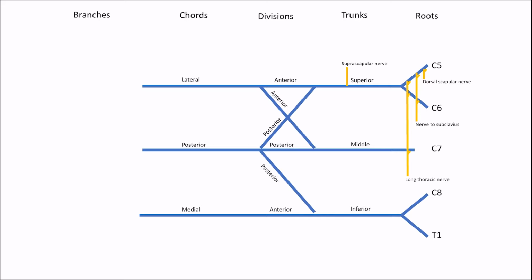From the region of the trunks, you just have one nerve to remember, and that is the suprascapular nerve, and that supplies your supraspinatus and your infraspinatus muscles. There are no branches from the divisions, and now let's move on to the branches from the cords. You can use the 3, 5, and 5 rule: 3 branches from the lateral cord, 5 from the posterior cord, and 5 from the medial cord.